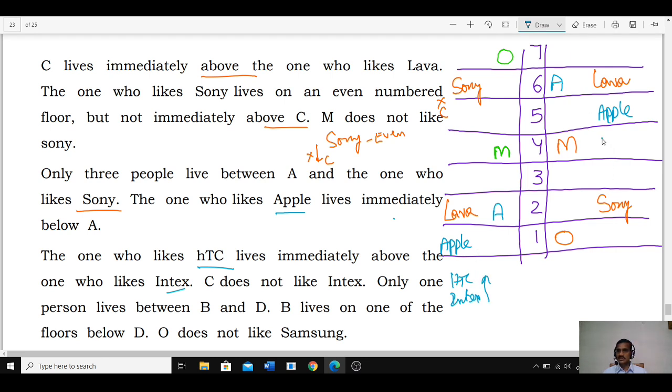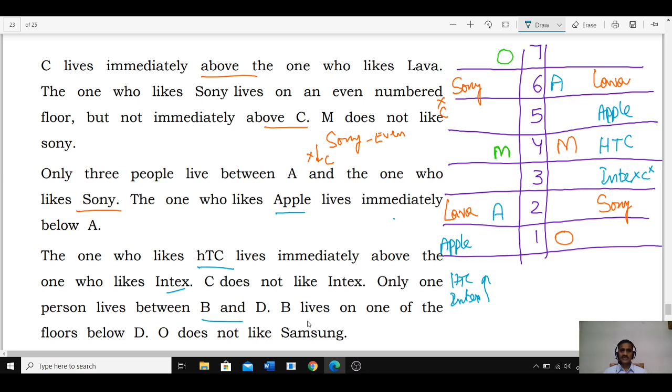HTC and Index, here we have only one possibility. HTC is here, Index is here. Then C does not like Index. As C does not like Index, C cannot be at this place. Here C cannot be at this place. HTC, Index, and C does not like Index.